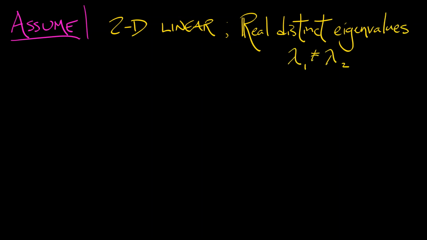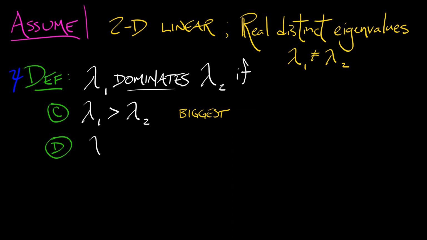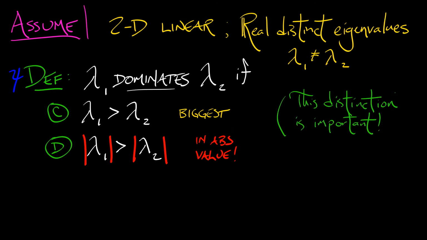Here's a definition. It's kind of a fake definition. We'll make it a little more precise in volume 3, but for now, here's our definition. Lambda 1 dominates lambda 2 if, in a continuous time system, lambda 1 is bigger than lambda 2. That's it. It's just the biggest eigenvalue. That's the dominant one. But in discrete time, we say that lambda 1 dominates lambda 2 if lambda 1 is bigger than lambda 2 in absolute value. That distinction is important, and we're going to see why in just a minute. It is related to the stability criterion.